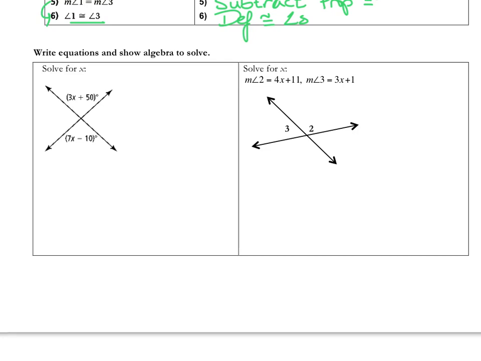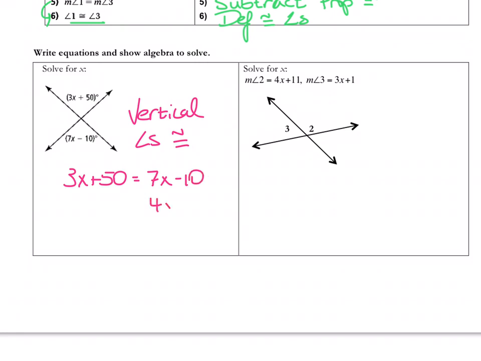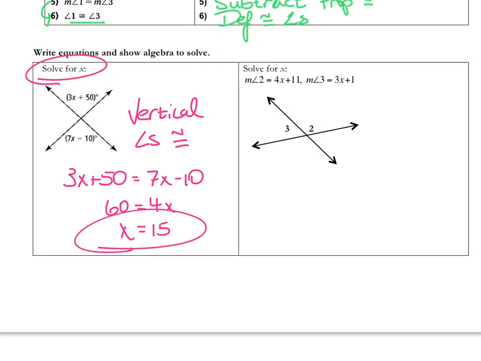Okay, so now we're going to use that idea in some diagram to solve some problems here. So we're using that vertical angles are congruent, and this is not anything new. You did this before. So we'd say 3x plus 50 equals 7x minus 10. So 4x equals 60, and x would be 15. It just asked us to solve for x, so we're finished after we get x.